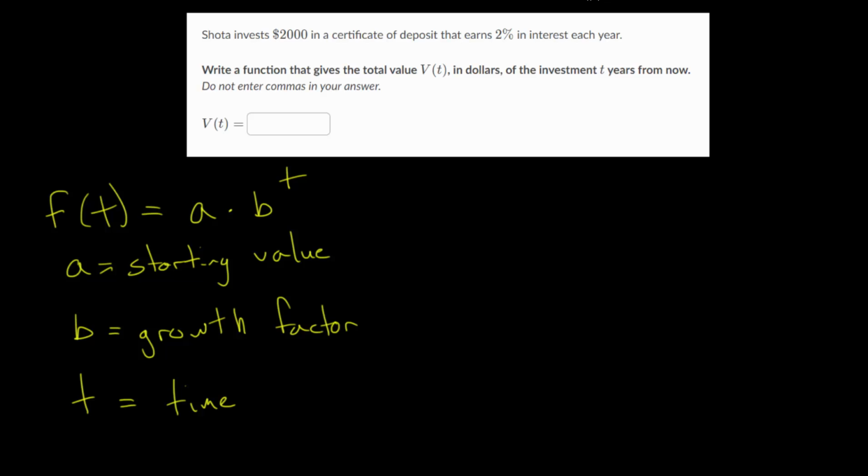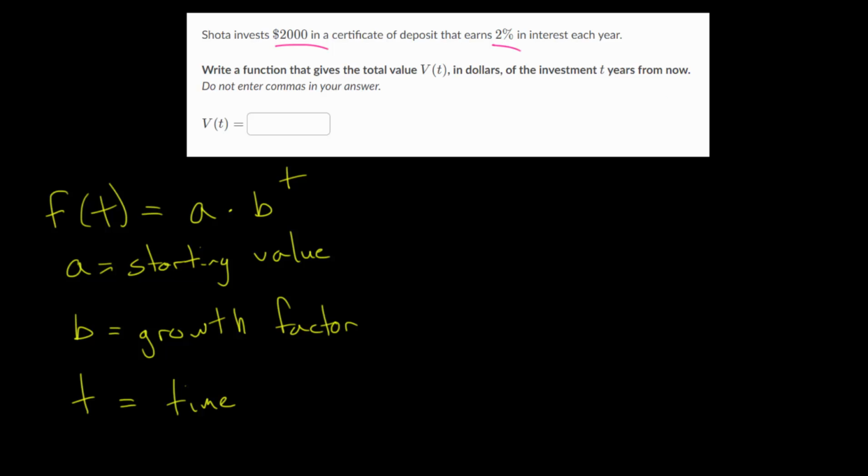What you can see is that Shota invests $2,000 in a certificate of deposit that earns 2% in interest each year. So this is an investment tool that is commonly used in banks, and we're going to earn 2% of interest each year. So we need a function that gives the total value v of t in dollars of the investment t years from now.